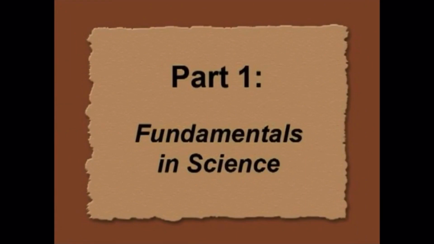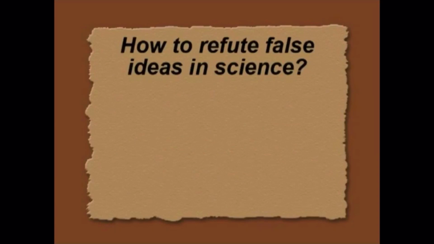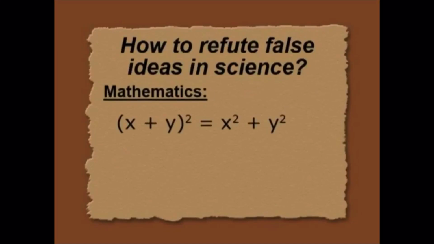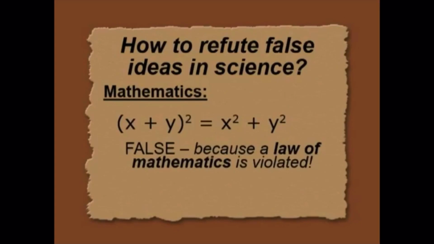Part 1, Fundamentals in Science. How to refute false ideas in science. Let me start with an example in mathematics. You see there is an equation, and you see the equation is false because a law of mathematics is violated. And you see the other equation, which is right. That is very important in science, that we find what is the wrong situation and what is the right situation.